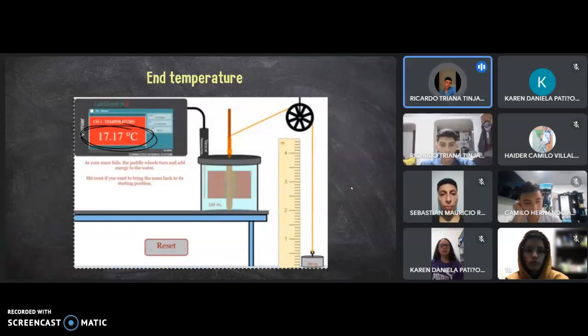We take the initial temperature and add the temperature difference, which gave 70.47, which is very close to the expected temperature. Next.